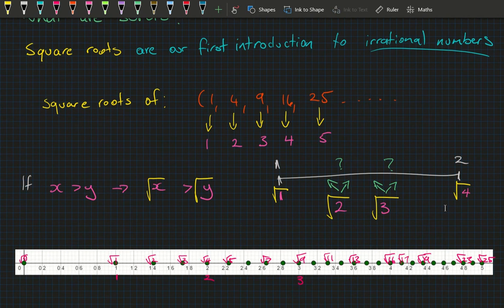So this is the number line starting at 0. You can see the square root of 0, and you can see that the square root of 4 is on 2, and that the square root of 2 and the square root of 3 is between 1 and 2. But what is that actual value? Because they're sitting on the real number line, root 2 and root 3 are definitely real numbers.